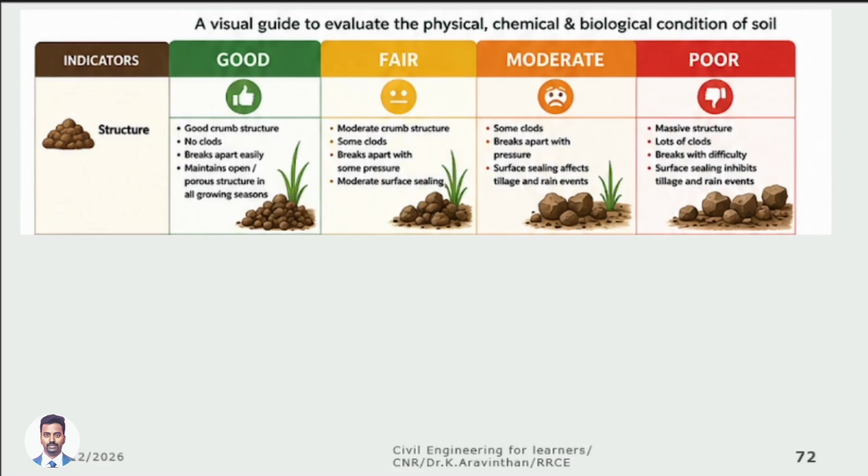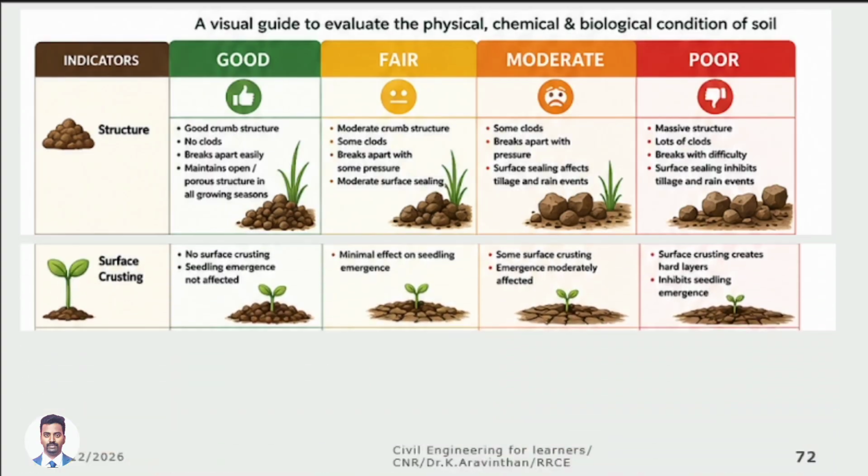It will have large crumbs, a hard strata. If you press by hand, it will not crumble quickly. It will be very hard. That is called degraded soil. Massive structure, lots of clots, it is a poor soil. If it is small and breaks easily, then it is called healthy soil. This is by structure. Sir, by looking at the surface, can we say that it is a good soil?